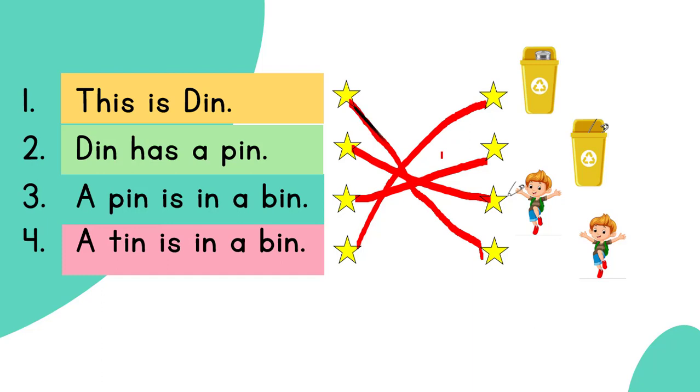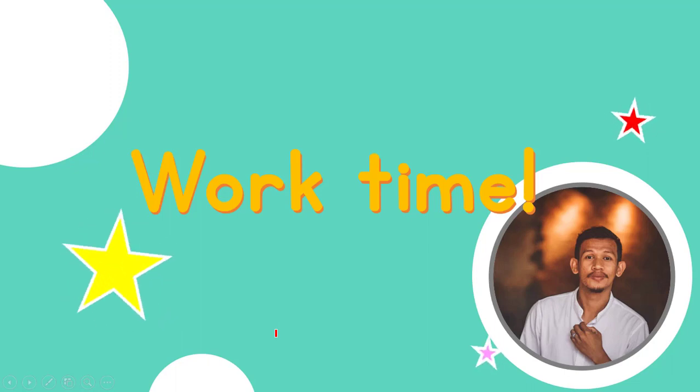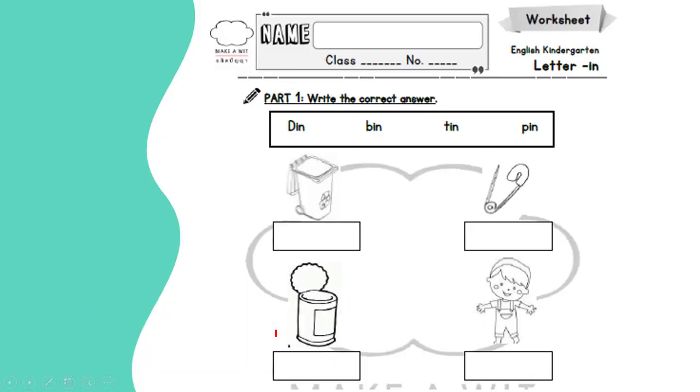All right. Now it's work time. Okay, let's see your exercise. Look, teacher has two parts for you today. Part one, write the correct answer. Teacher give you four words in the box on the top. You have to write the words into the blank under the pictures, okay?